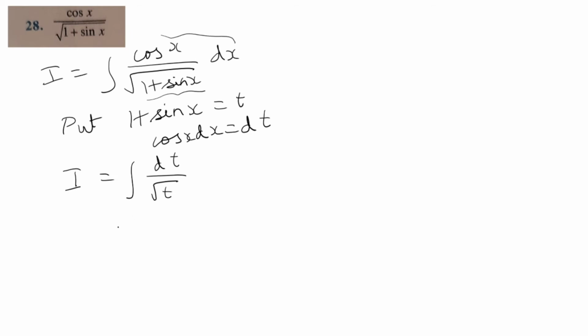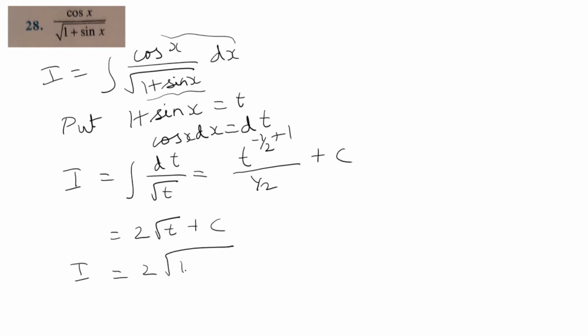So if we integrate, we get t raised to minus half plus 1 by minus half plus 1 plus c. So it is equal to 2 root t plus c. We have taken t as 1 plus sin x. So this is equal to 2 root 1 plus sin x plus c. I hope this is clear.